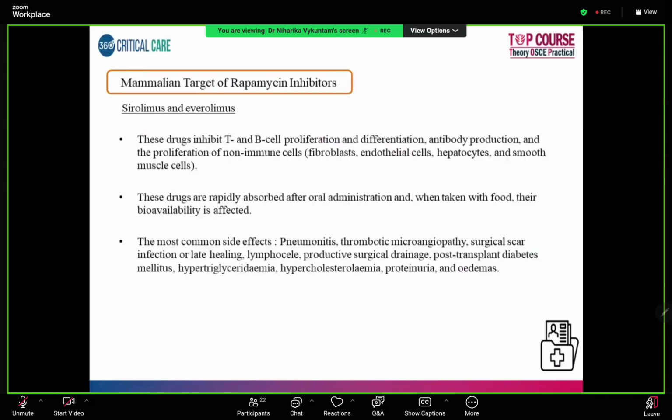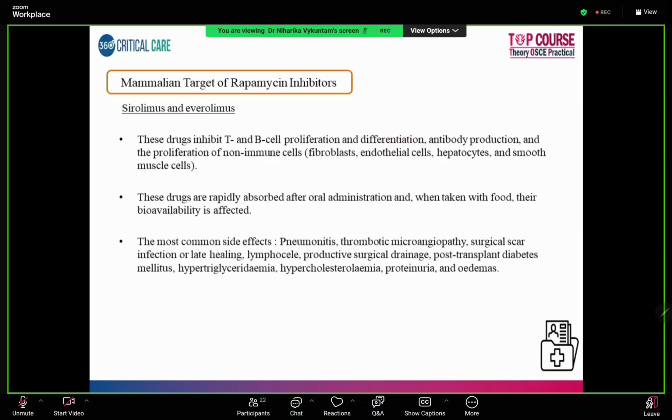Now comes the second group of maintenance drugs, the mammalian target of rapamycin inhibitors, which include sirolimus and everolimus. What is the mechanism of action of these drugs? They basically inhibit T and B cell proliferation and differentiation. They inhibit antibody production, and they inhibit the proliferation of non-immune cells like fibroblasts, endothelial cells, hepatocytes, and smooth muscle cells. They are rapidly absorbed after oral administration, and when taken with food, their bioavailability is decreased. So they should be taken on an empty stomach.